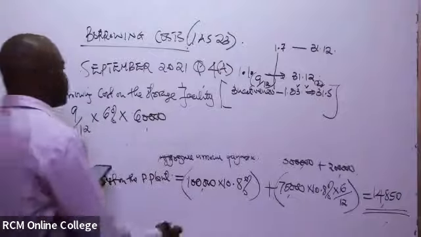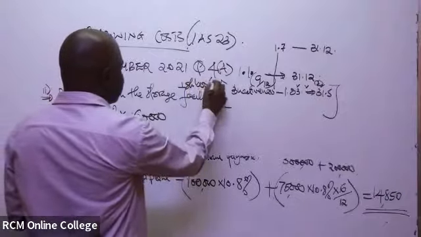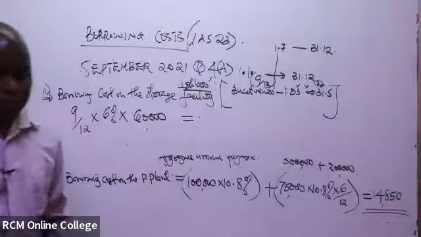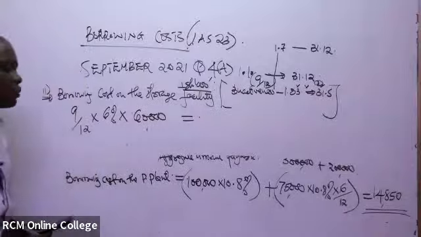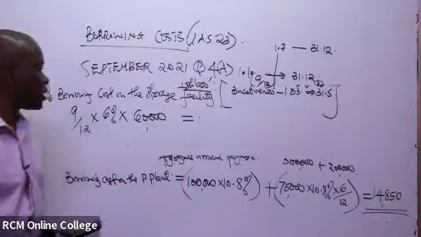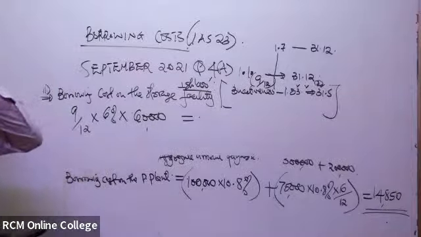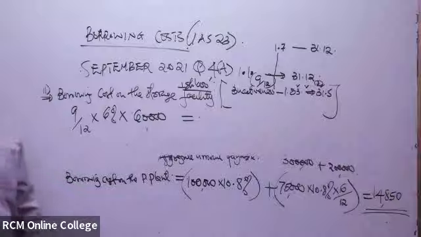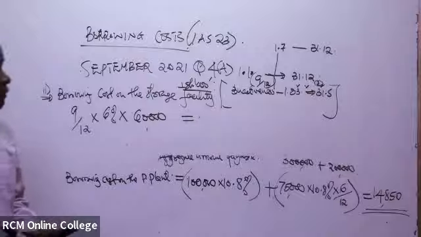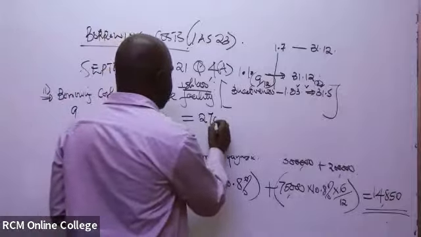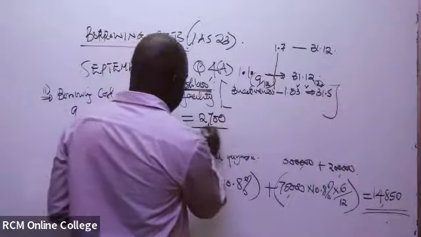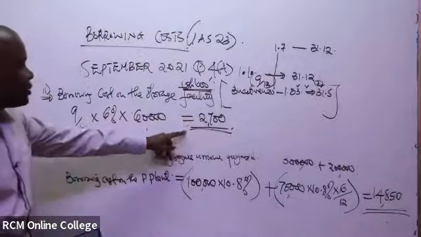Of course, our figures are actually in thousands. So what do you get as the borrowing cost there on the storage facility? It is 2,700,000. So the figures are actually in thousands. So this is the borrowing cost to be capitalized for the storage facility.